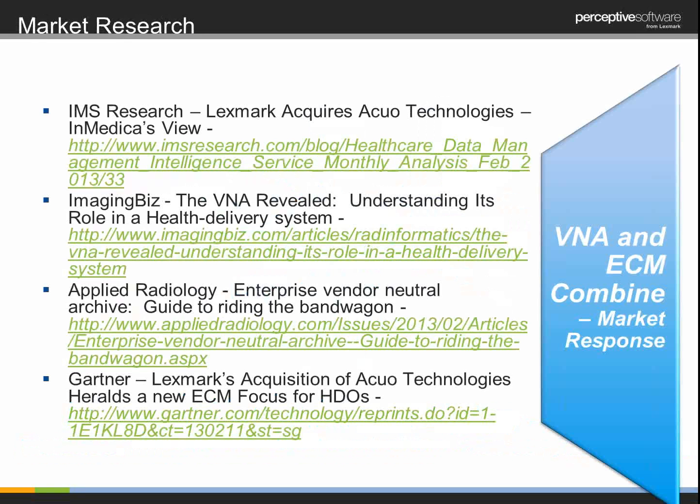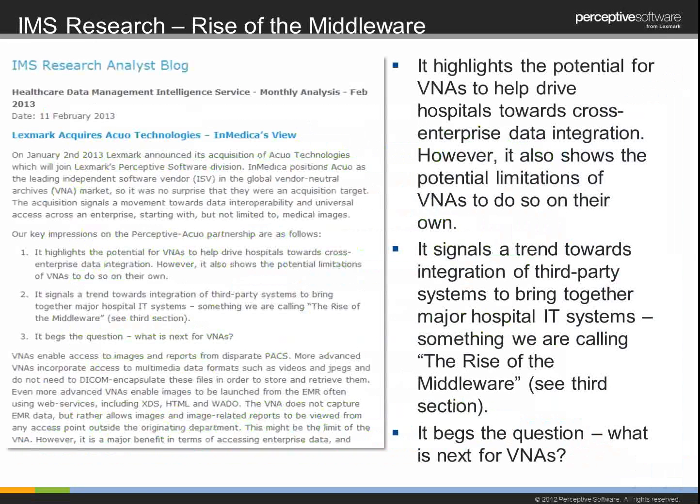Okay, so let's take a look at a little bit of the market response to the combination of technologies like VNA and ECM. There's been a number with you today. First is a brief from IMS Research, where they took a look at Lexmark Perceptive Software division acquiring Acuo Technology, and I've highlighted on the right a couple of key points where Inmedica is talking about the fact that they see the combination in allowing the VNAs to drive better cross-enterprise data integration.